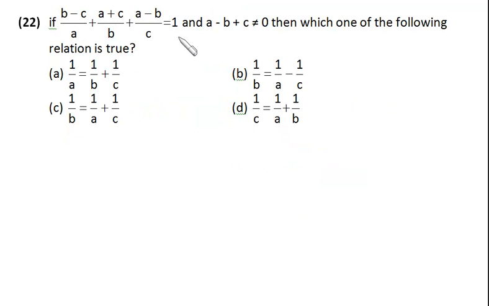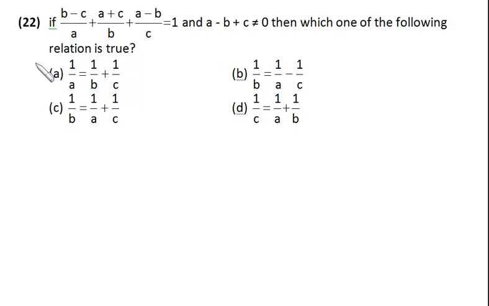If this expression is equal to 1 and a minus b plus c is not equal to 0, then which one of the following relationships is true? So this is a bit different question. Just listen to the explanation very carefully. Frequently asked question in competitive exams. Here I have been given a minus b plus c is not equal to 0. That means by some calculation you should be able to get this expression a minus b plus c over here.